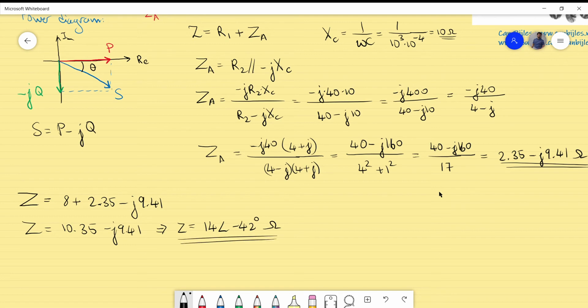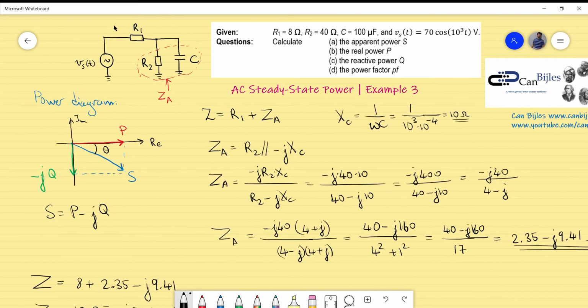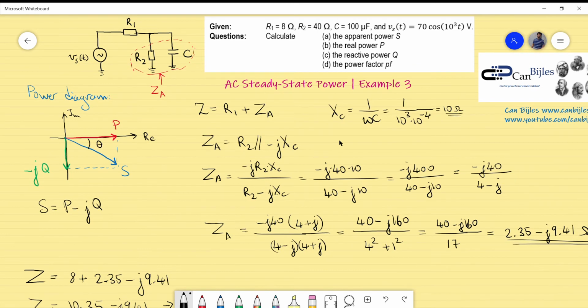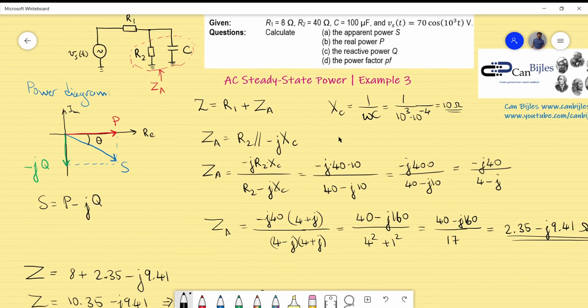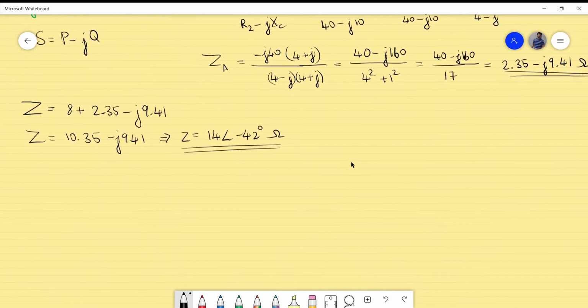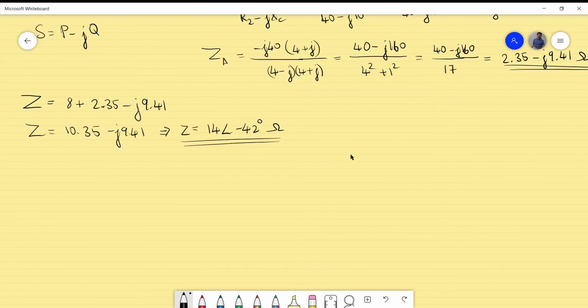Okay, this is now the impedance. Once I know the impedance, we already know we can calculate the total supplied current by the voltage source, using the RMS value of the voltage source, which in this case is 70 divided by square root of 2, because it's a pure sinusoidal signal. The source current will result in the current through R1 and also the current through ZA. Let's move on and calculate the total current, using the RMS value.